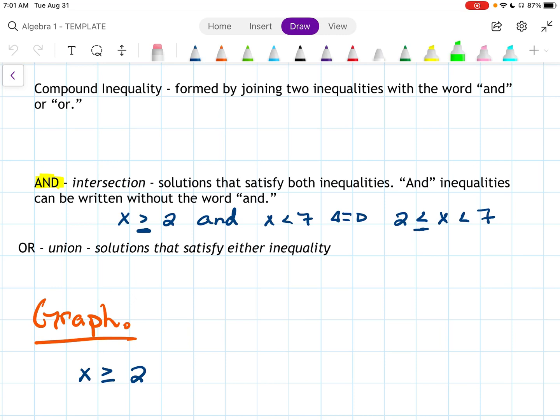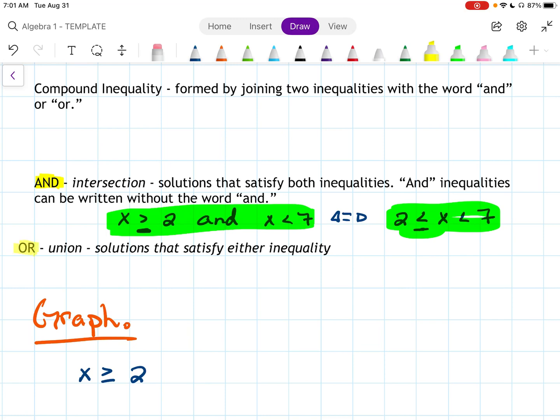What I mean by that is that we could either list it as this, or it could be listed as this. And the first example we do is going to illustrate that. Next up, we have an or, a union. That's a solution that satisfies either or both, okay?